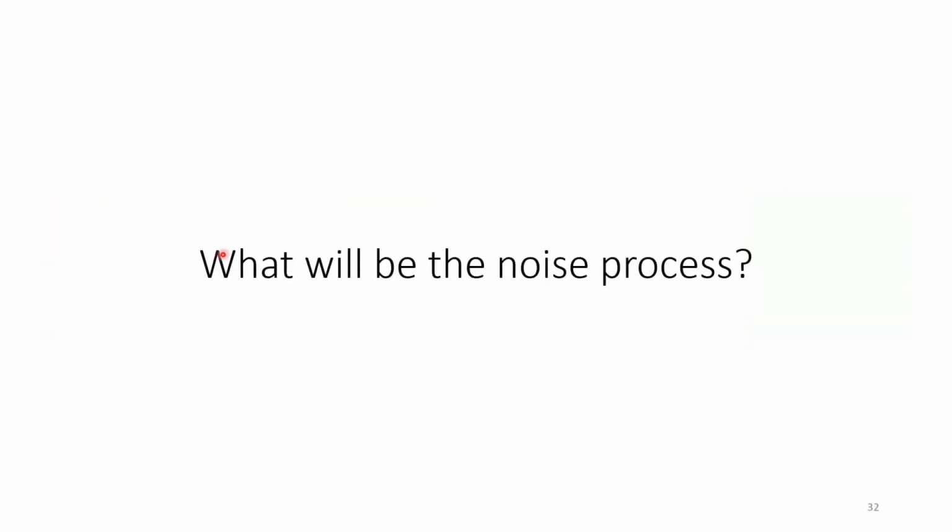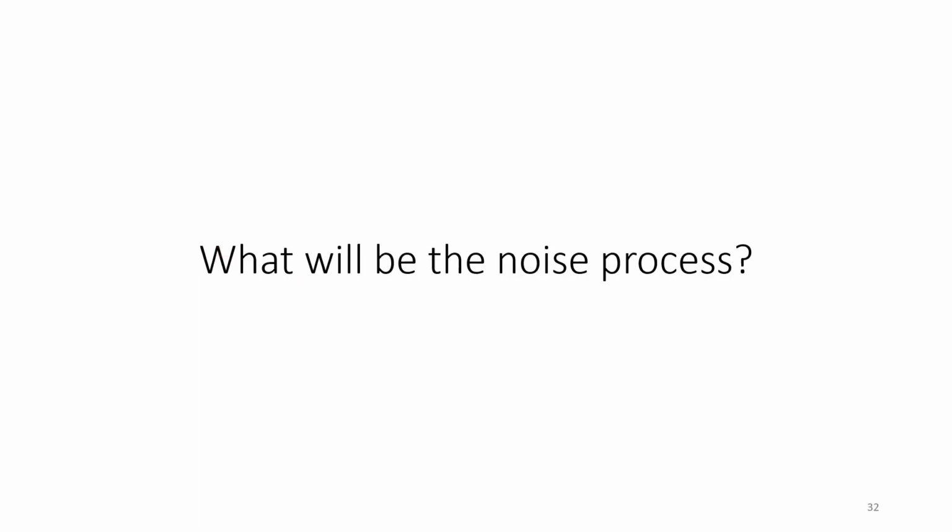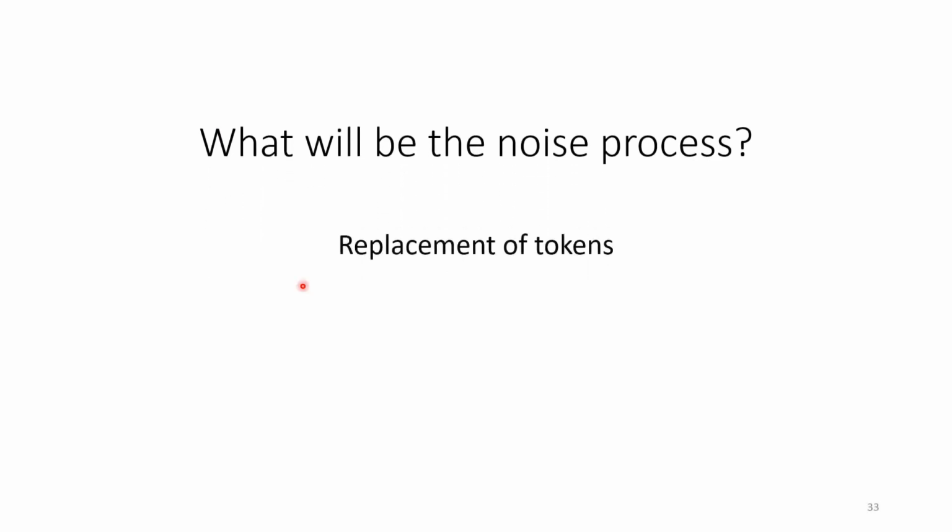So now the biggest question is, what will be the noise process? How will we add noise? In a typical standard diffusion, since it's pixel space, continuous space, we will add Gaussian noise. But here, if you have noticed, these individual entries are not continuous, but rather the position or the token that we have selected to replace in the VQ-VAE. So what will be the noise process? The authors have suggested that we do replacement of tokens.